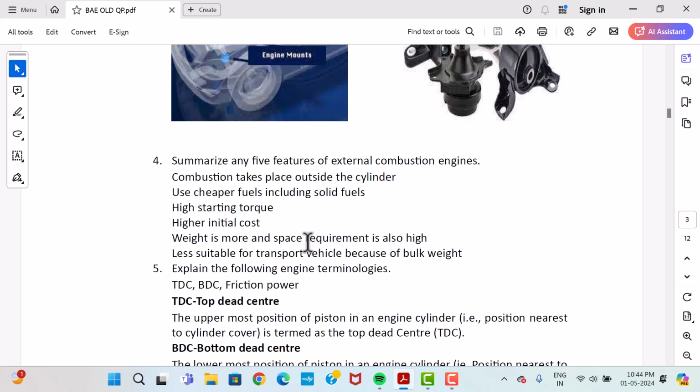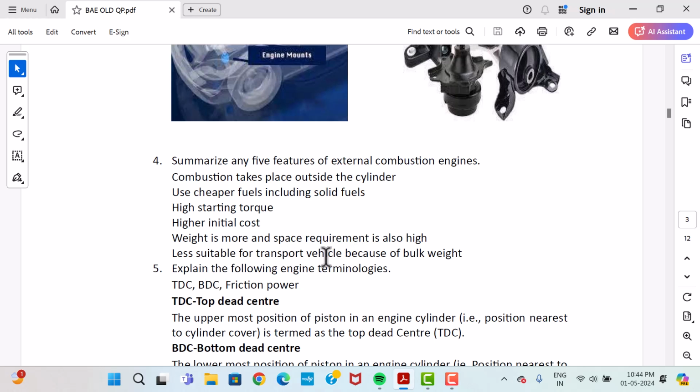Weight is more and space requirement is also high. In the case of external combustion engine, space requirement is very high because the burning takes place outside the engine. So automatically the space requirement is very high. Also, the equipment is bulky, so weight is also high. Less suitable for transport vehicles because of bulk weight.